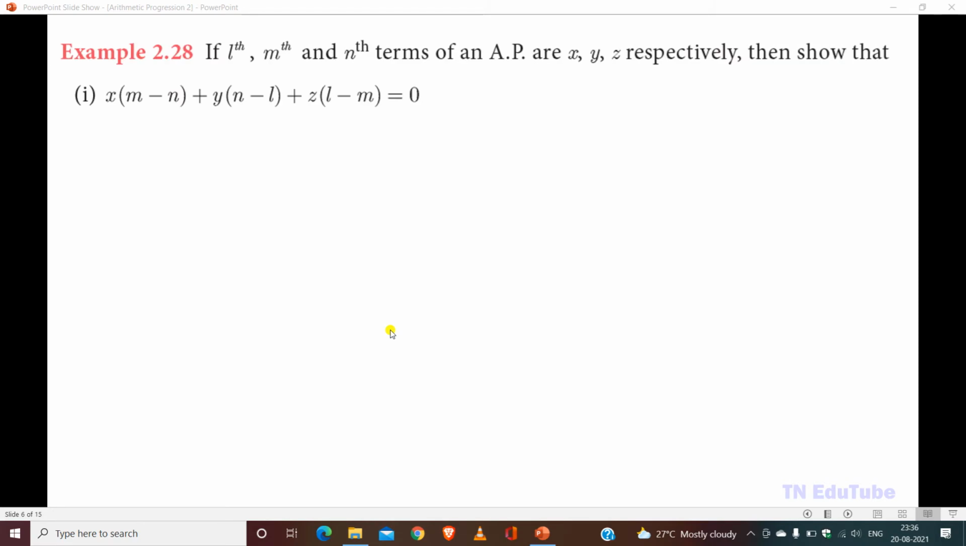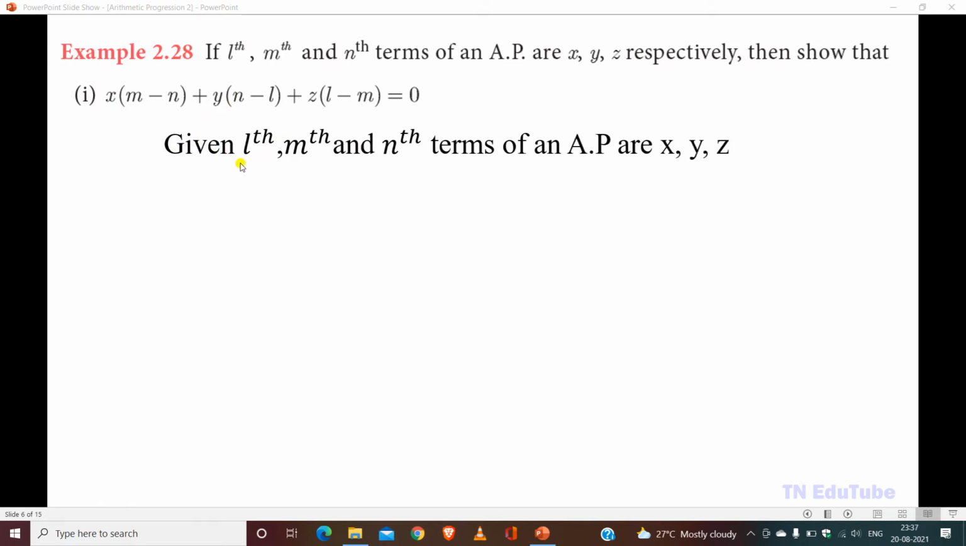Okay children, we can pass on to the next example. Example 2.28. Here the lth, mth and nth terms of an AP are x, y, z respectively. Then show that, two sums will be there. We can do the first one.